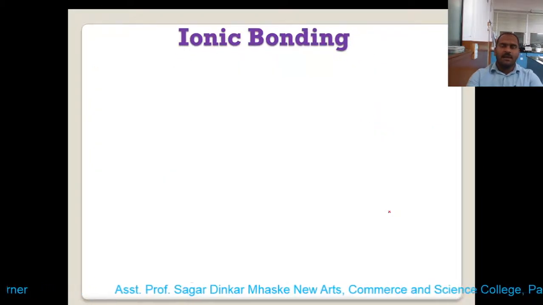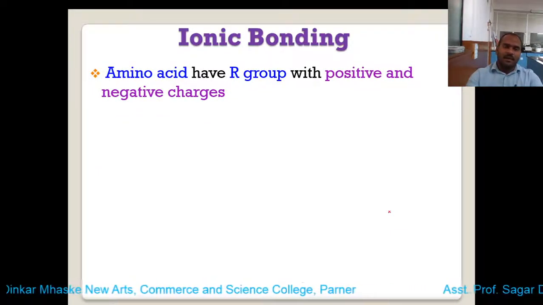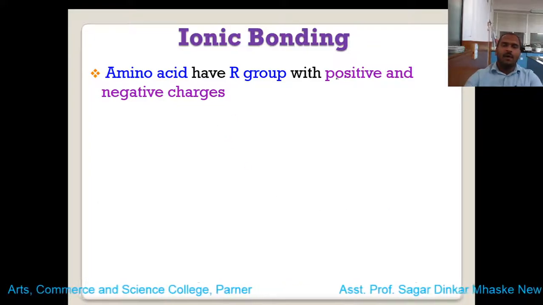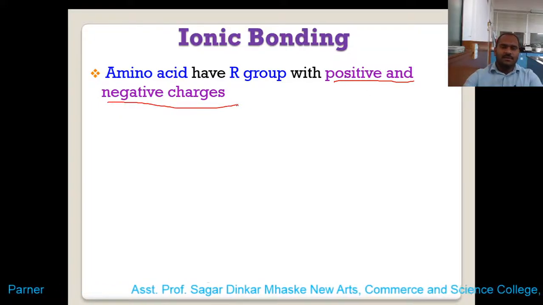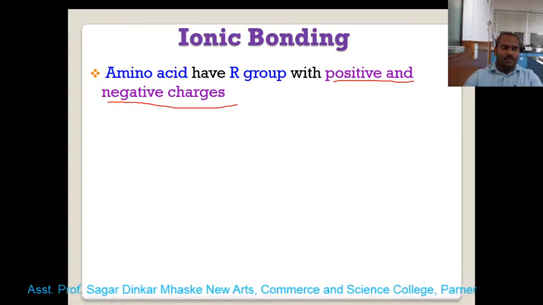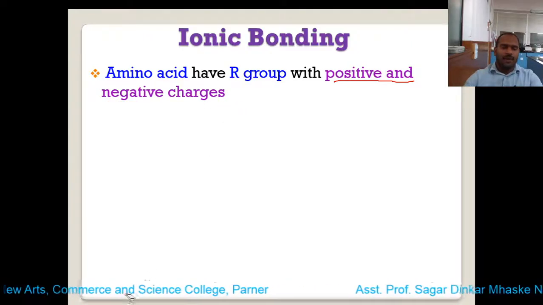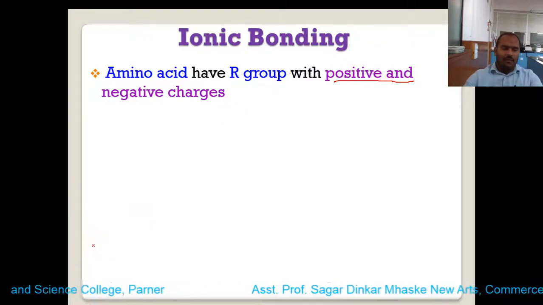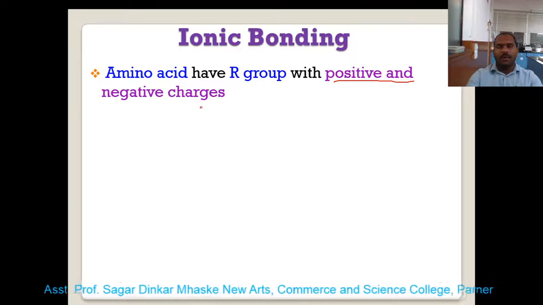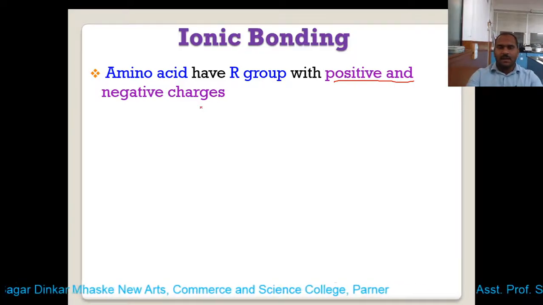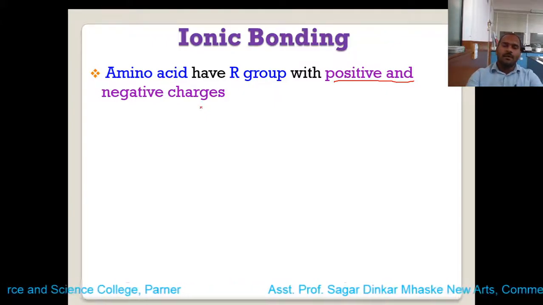Now let's consider the third type of bonding, that is the ionic bonding. As we know, polypeptide chains are made up of amino acids, and amino acids have an R group. These R groups may be positively or negatively charged. There are three amino acids which have a positive charge on the R group, and two amino acids which have a negative charge.